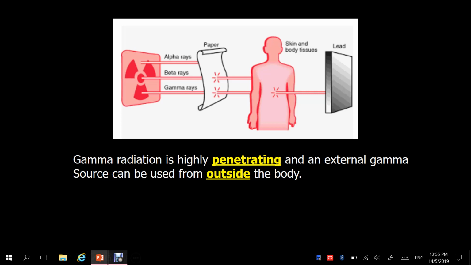Over here you can see in this diagram, this is illustrating the penetrating power. For alpha particles, as we discussed, it is stopped by paper. Beta particles can pass through paper, but will be stopped by the human body. As for gamma, it can pass through paper, penetrate through the body, and can be stopped by lead.